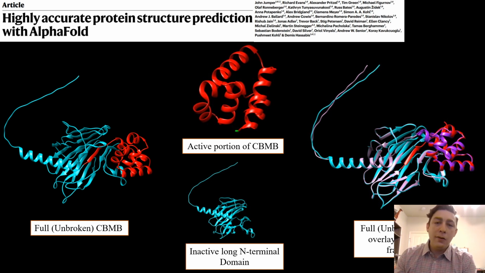I then overlaid them to see if there were any structural differences. This is the image furthest to the right. What this shows me is that the active portion of CBMB is not reliant on the inactive portion to fold correctly. This points to the small active portion being able to be cloned into E. coli and produced similarly to what we're doing with the current full CBMB fragment.